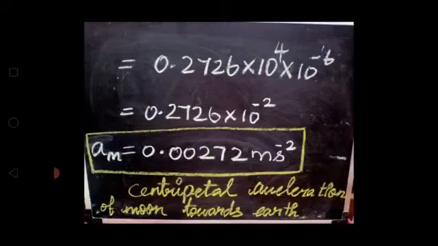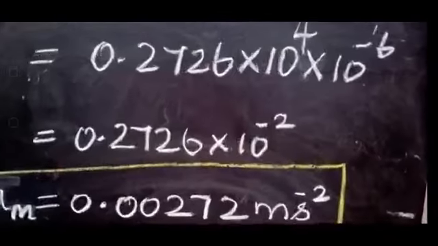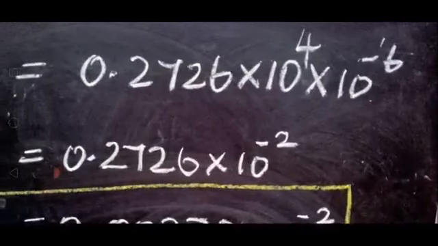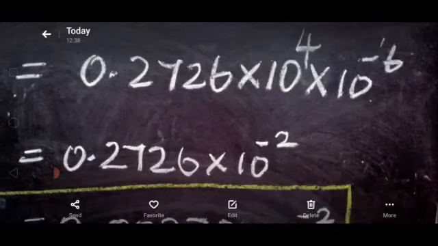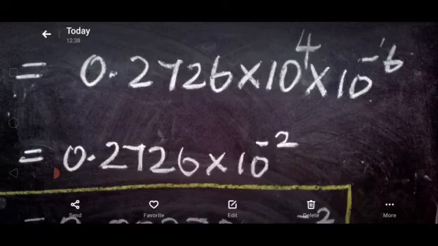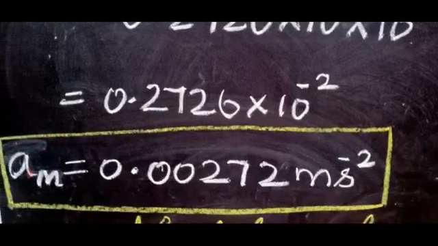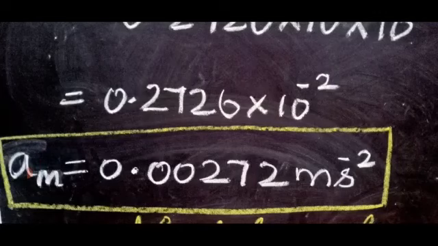We are taking the power, that is 2726 as 0.2726, so we will get 10 power plus 4, and this minus 6 is here, so plus 4 minus 6 becomes minus 2. That is 0.2726 into 10 to the power of minus 2. Again we are multiplying by that minus 2 also, that means divided by 100, you will get the answer as 0.00272 meter per second square, that is the centripetal acceleration.